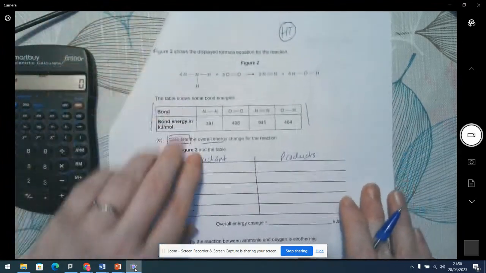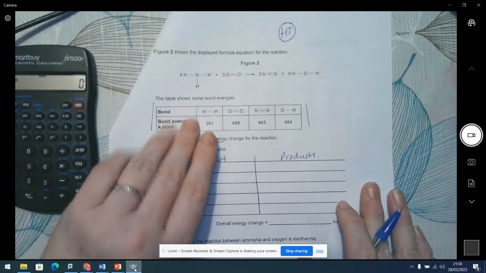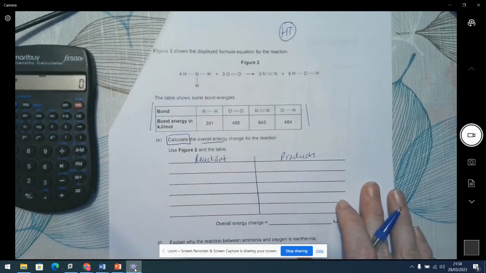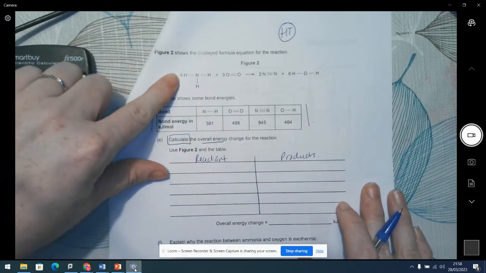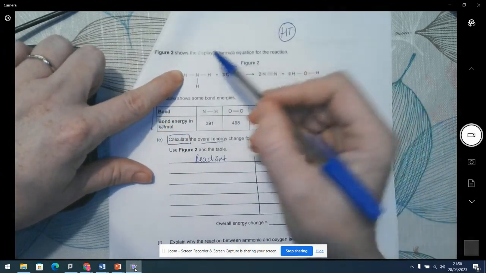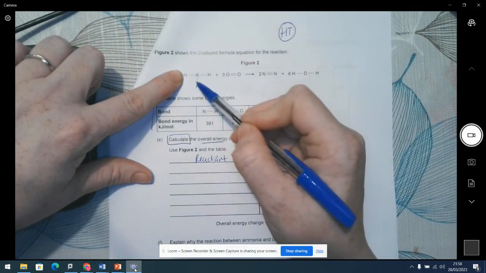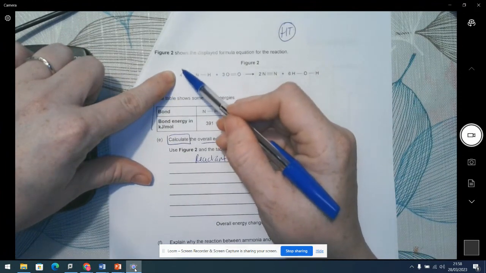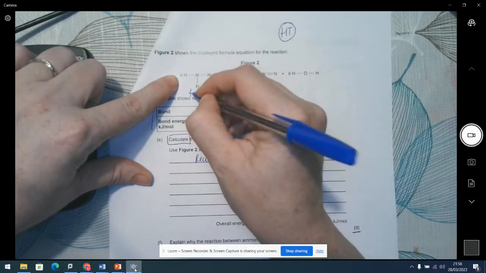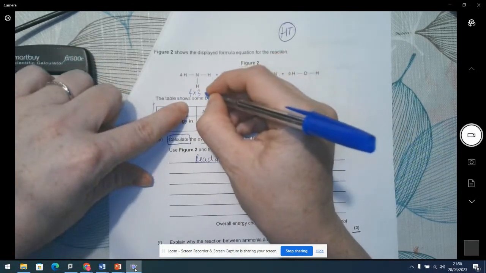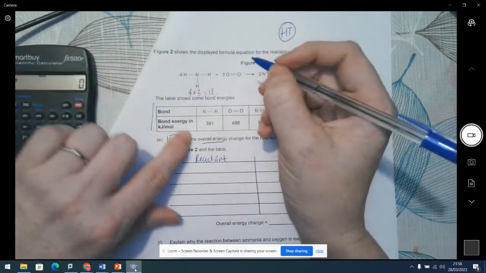So the real tricky bit here is working out the number of each bond that you have and then being able to put those numbers into the table. So we'll start off first of all with this molecule here. I can see it's got a 4 in front. I'm just going to cover that over. And I can see that there are 3 NH bonds. Okay, so 1, 2, 3. And in total, we're doing 4 times this molecule. So that means we've got 4 times 3. So we know that therefore there are 12 NH bonds in this molecule alone.